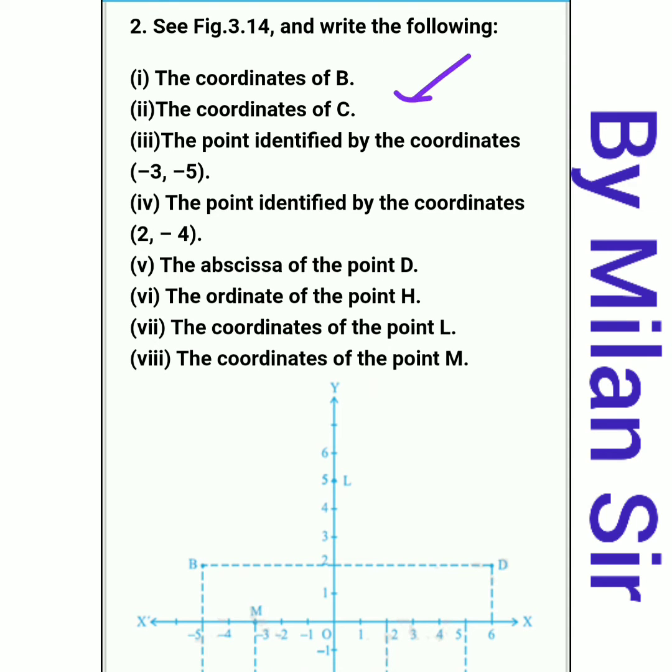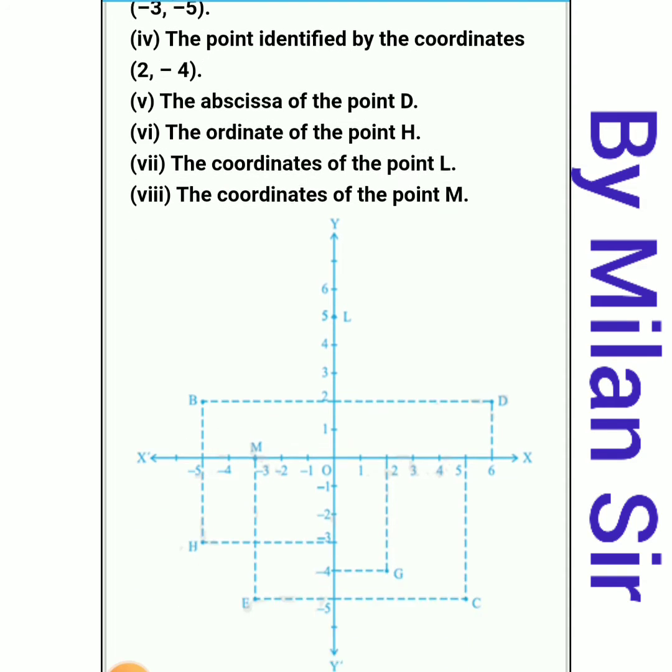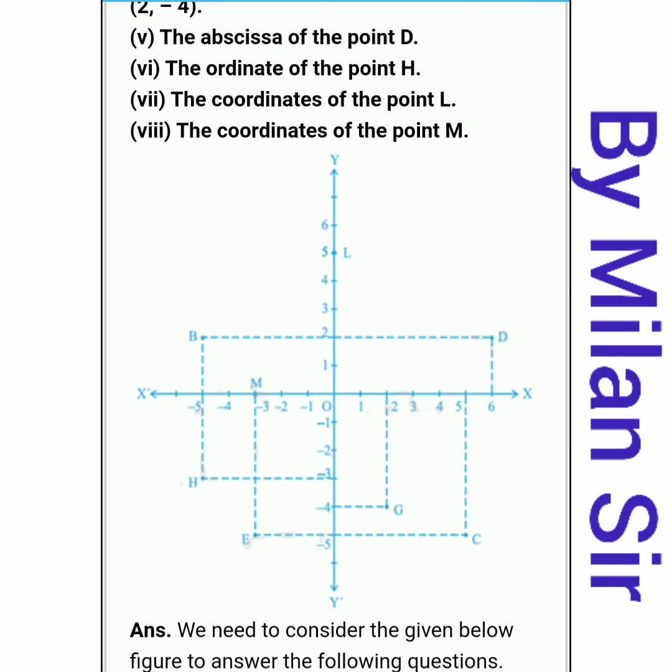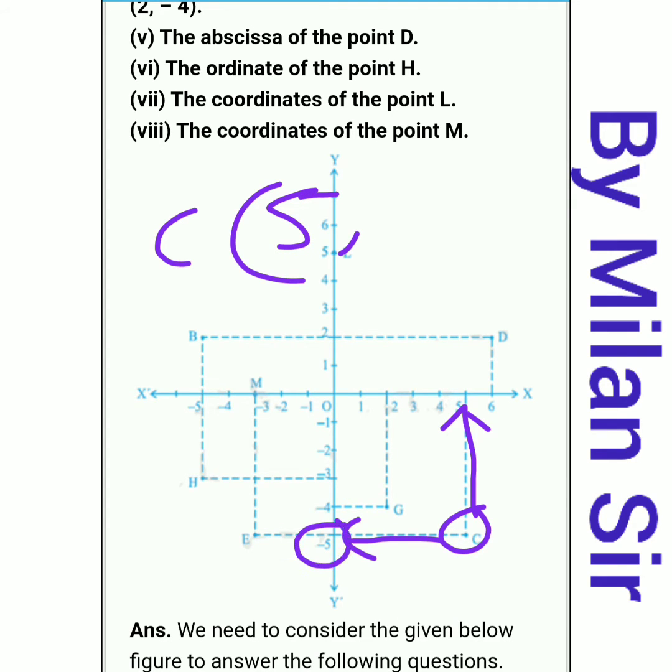Then coordinate of C. Now first of all, where is point C? Here, right? We need to write the coordinate of C. So we need to write in brackets. First of all, just see the numbers on the x-axis. It is 5. Then we need to see on the y-axis. Here we have minus 5. So the second coordinate is minus 5. So the coordinate of C is 5 and minus 5.